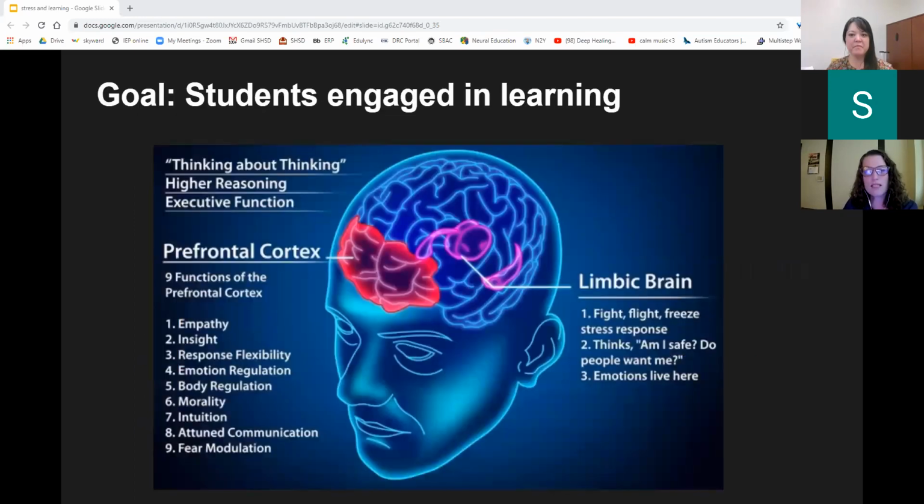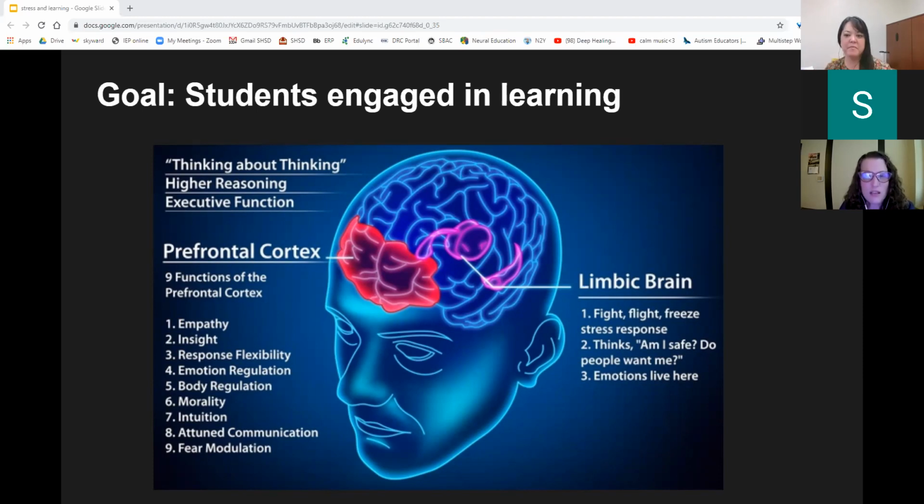So of course, when it comes to learning, our goal is students to be engaged in learning. We all need to be in our prefrontal cortex to be engaged in thinking and learning. And so when we're in our prefrontal cortex, we have more access to the 9 functions you see here on the side. We're better able to access our executive functioning skills. We can think about our thinking. We can plan, learn, and respond adaptively to situations.